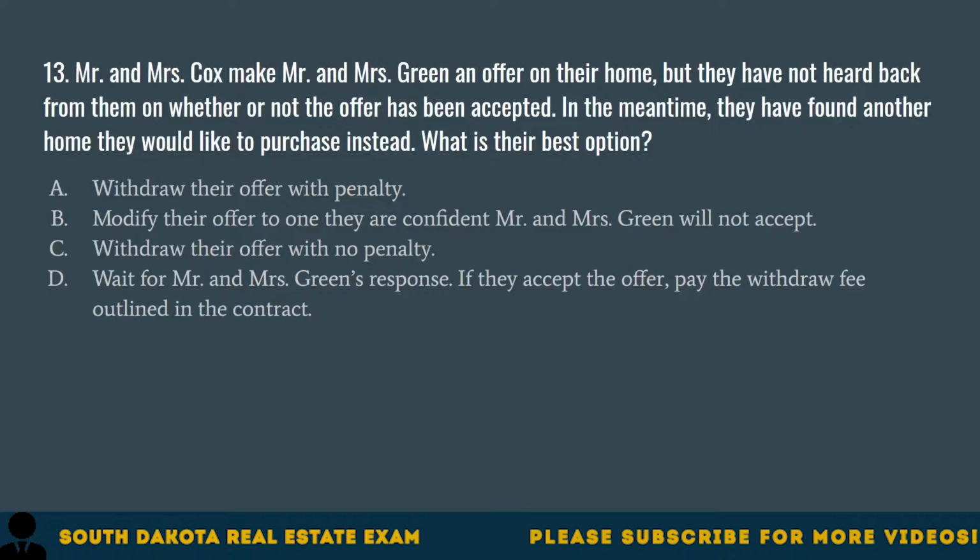Question 13. Mr. and Mrs. Cox make Mr. and Mrs. Green an offer on their home, but they have not heard back from them on whether or not the offer has been accepted. In the meantime, they have found another home they would like to purchase instead. What is their best option? A. Withdraw their offer with penalty. B. Modify their offer to one they are confident Mr. and Mrs. Green will not accept. C. Withdraw their offer with no penalty. D. Wait for Mr. and Mrs. Green's response. If they accept the offer, pay the withdrawal fee outlined in the contract.